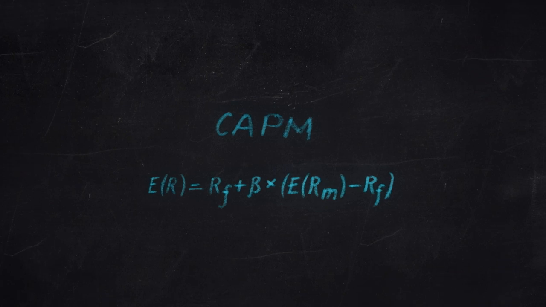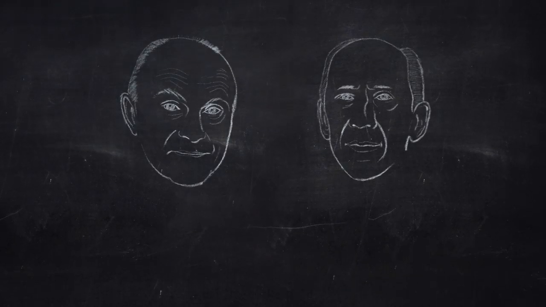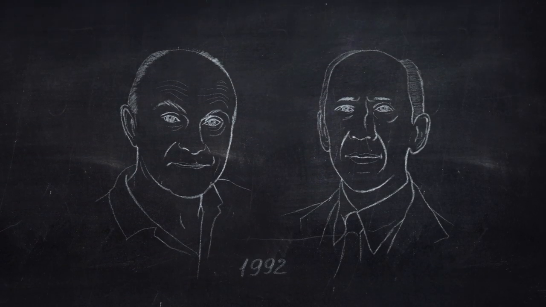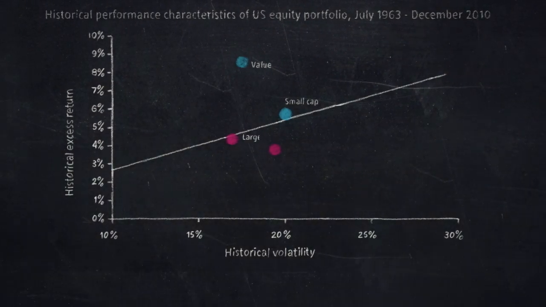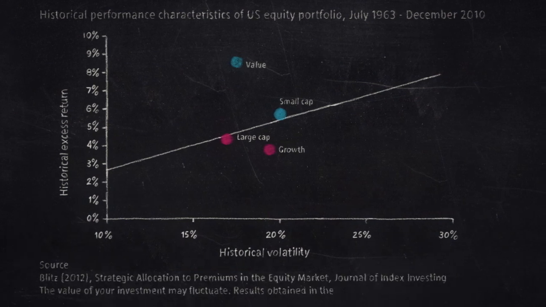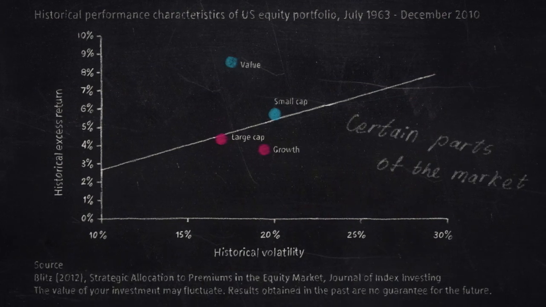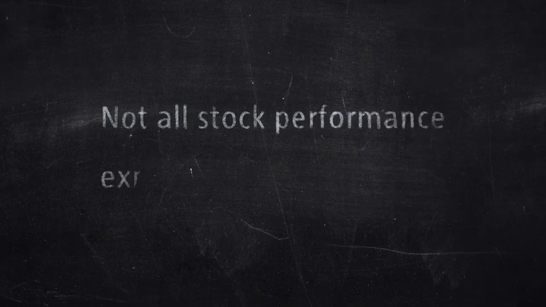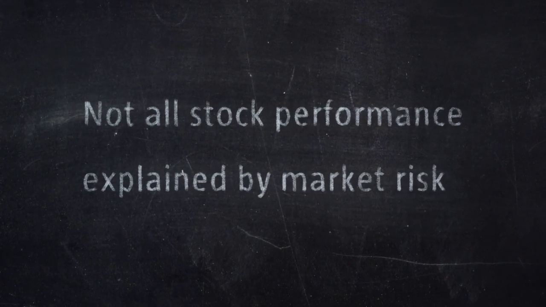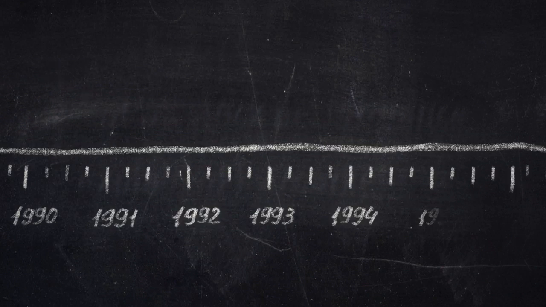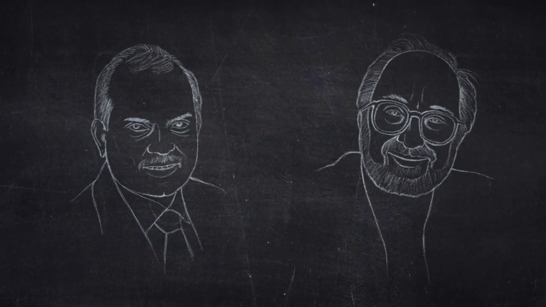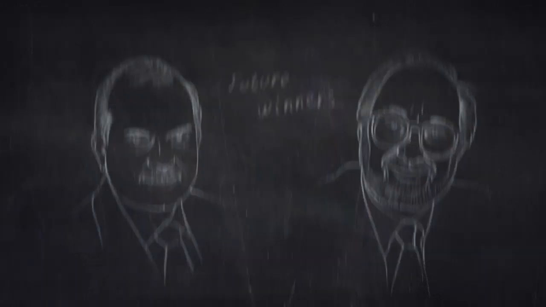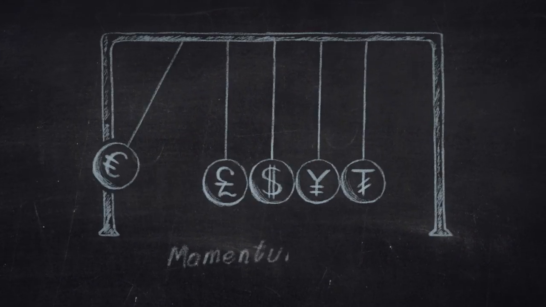But others were also questioning the descriptive powers of the capital asset pricing model. Eugene Fama and Kenneth French studied the returns of different groups of stocks in the 1990s, and their results showed that small caps and value stocks performed markedly better than the prevailing model would lead you to expect. The study proved that certain parts of the market can yield higher returns and that not all stock performance is explained by market risk, but also by other factors. A further building block for factor investing was added in the early 90s. Jegadeesh and Titman proved that past leaders on performance were also likely to be future winners. This phenomenon later became known as the momentum effect.